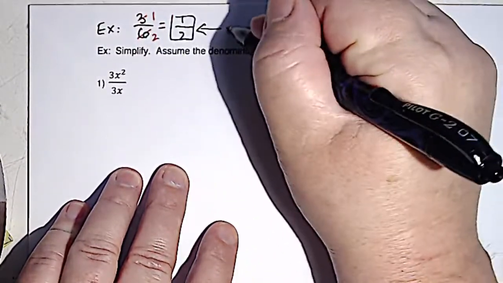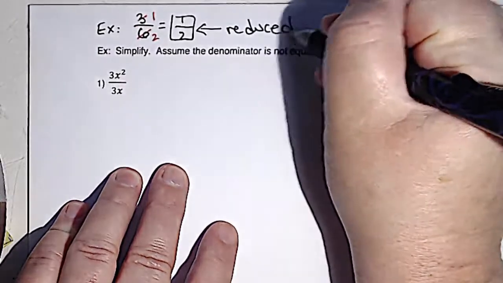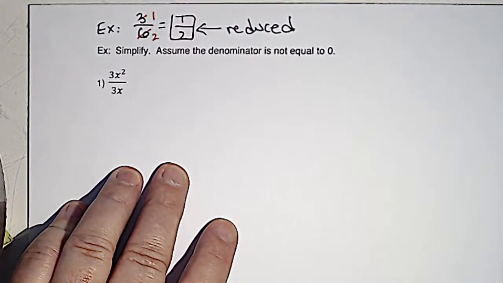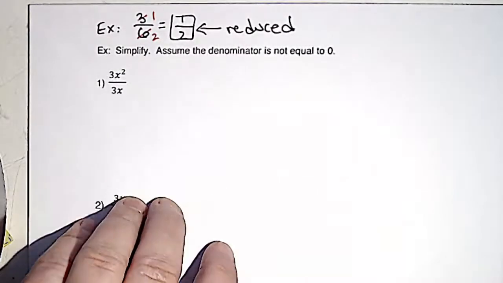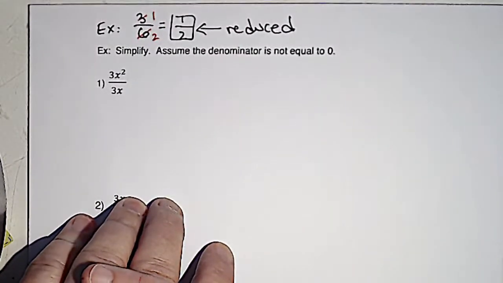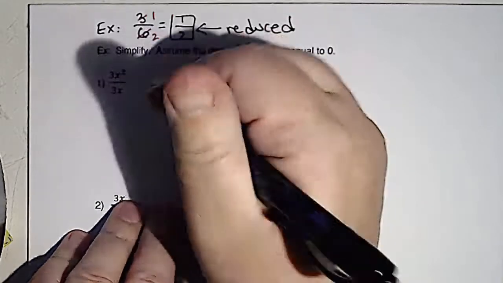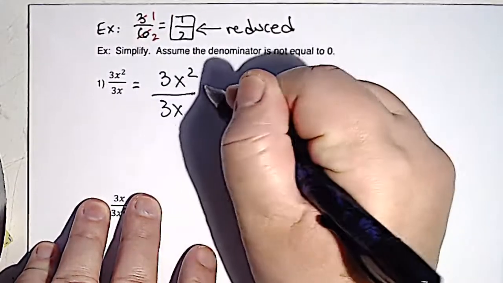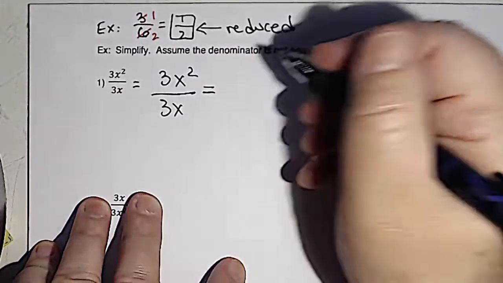And that's reduced, right? That's what we're going to do with these expressions. With these rational expressions, we're going to try to reduce. And so there are a lot of styles for doing this. My style always starts off with rewrite the problem.